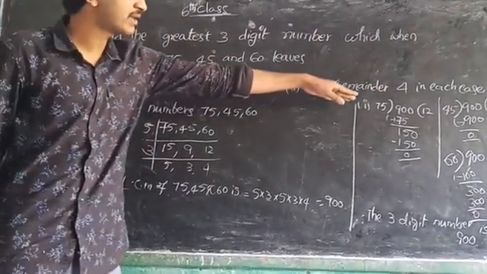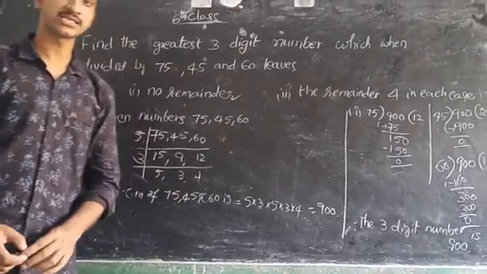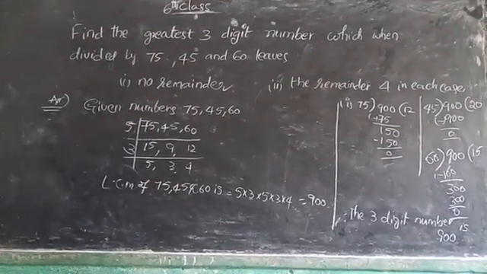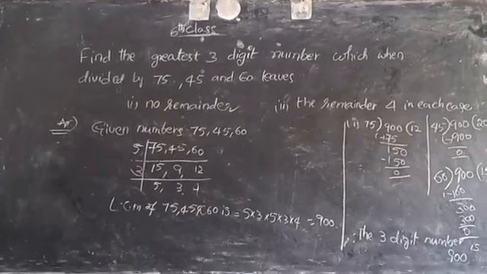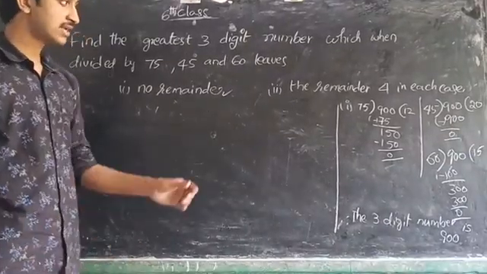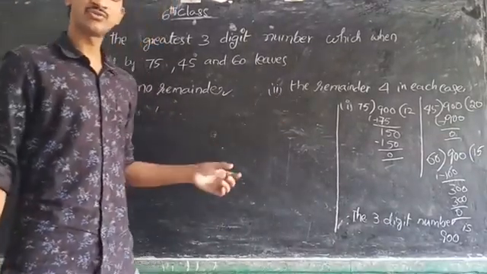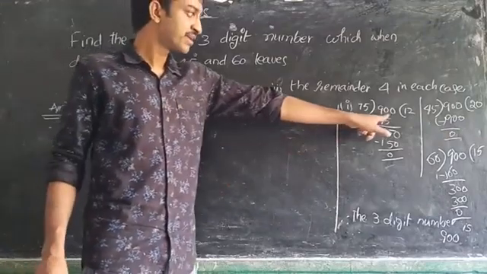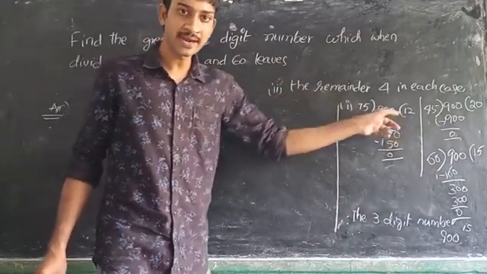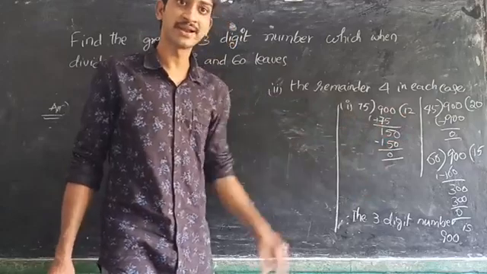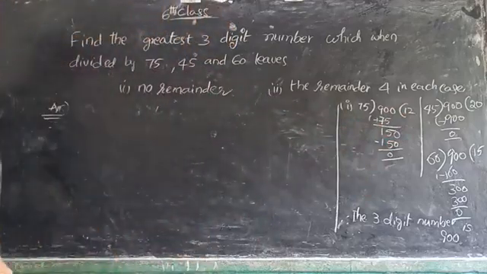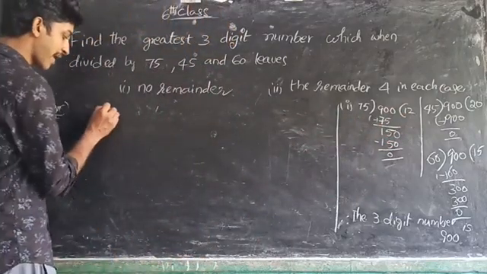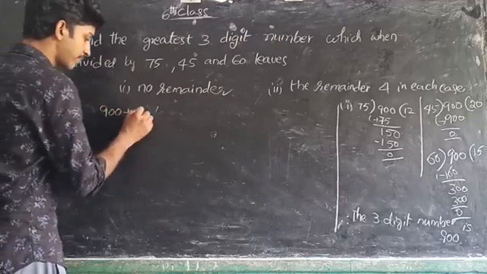Okay, children. Now we have to find the second question. The remainder 4 in each case. Okay, children. This is the second question. We have to solve it now. See here, if we divide 900 by 75, it leaves no remainder. Why don't we add 900 plus 4? I am adding 900 plus 4.